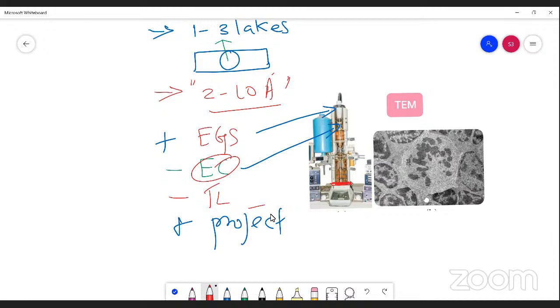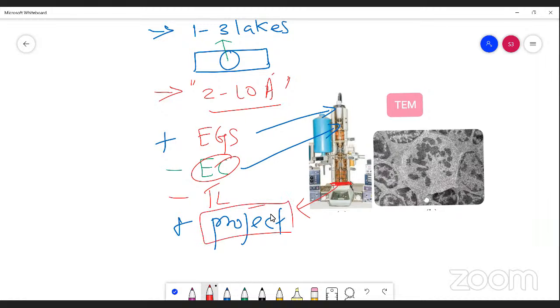They react with each other and form different kinds of electrons: Auger electrons, secondary electrons, and backscattered electrons. All these electrons react and form different radiation. This radiation captures an image of the specimen placed on the microscope. The image can then be detected and seen on the projector. That is called a projector.